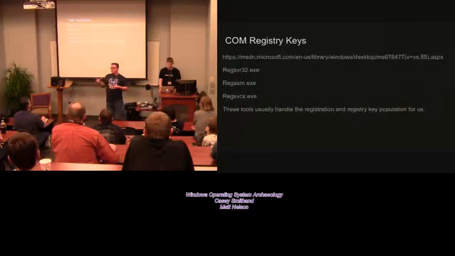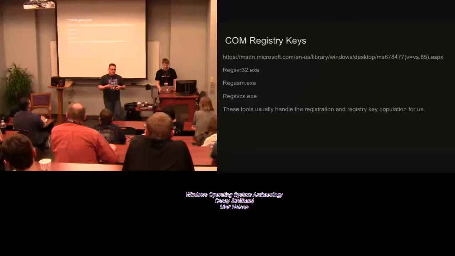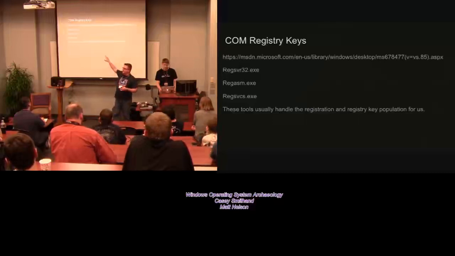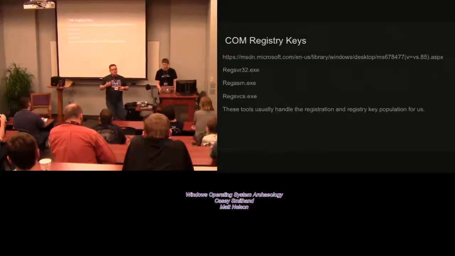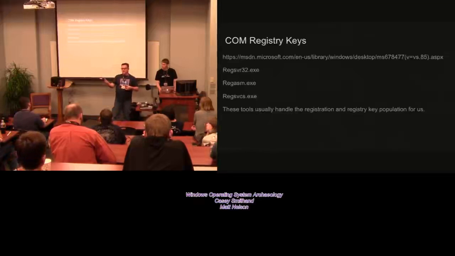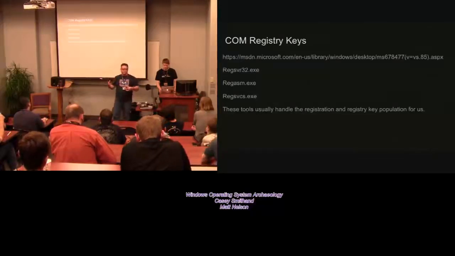Typically, when developers create these COM objects, they'll use a couple of tools to register the COM object. And this is where I found a number of whitelisting bypasses, by abusing these 3 tools in general: reg SVR32, reg ASM, or reg SVCS. If a developer writes a COM object in .NET and wants to register it, they would use one of these tools that would then create all of those keys in the registry for you.